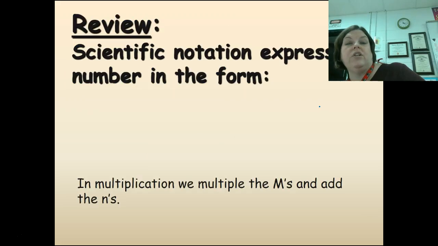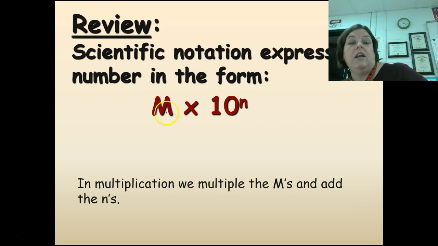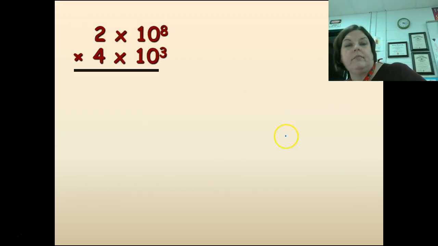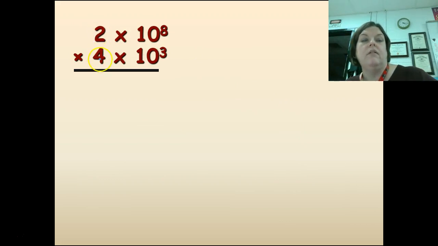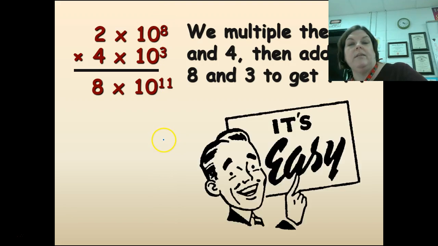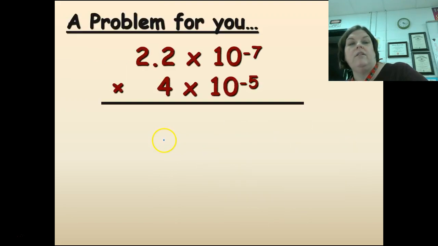Okay, multiplication and division. Multiplication, first of all, remember we still have the same form. So we multiply the m's and then add the n's. So any m's we have, we multiply them and then we add the n's together. So here we go. We're going to multiply these two numbers. 2 times 4 is 8. And then we add the 8 and the 3. 8 plus 3 is 11. 8 times 10 to the 11th. Pretty simple. Okay, you try a problem.